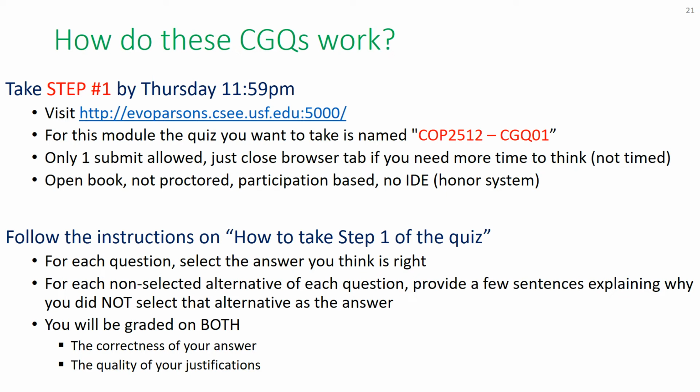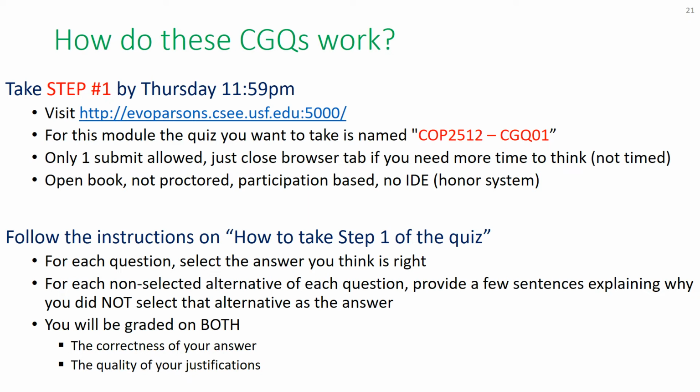So the way this is going to work is you have a first deadline, Step 1, by Thursday, 11:59 p.m., okay? So you go to that URL after you've signed up, and you are going to find a list of quizzes. You select the first one, 2512 CGQ01. That should be the only one showing up right now. You click on it, and it looks like a regular quiz. You have 3 questions, with multiple choice for each. You select the one right answer.